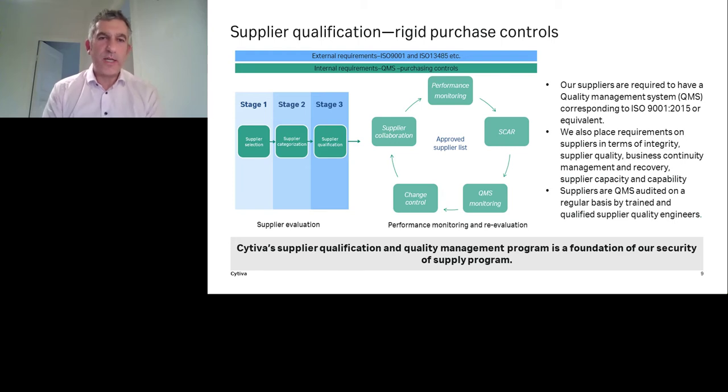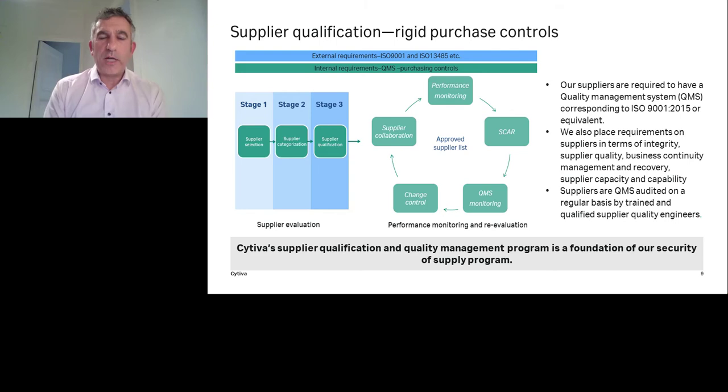And then in the middle section, the wheel, if you like, that's a graphic that shows how we continuously monitor the performance and reevaluate our supplier performance. So it starts with performance monitoring. On occasion, in instances of poor performance, we issue a corrective action report, but we also continue to monitor suppliers' QMS status. We have a rigid and very demanding change control process in place. And then, of course, it's fair to say that none of this would really work without the collaboration of our suppliers.